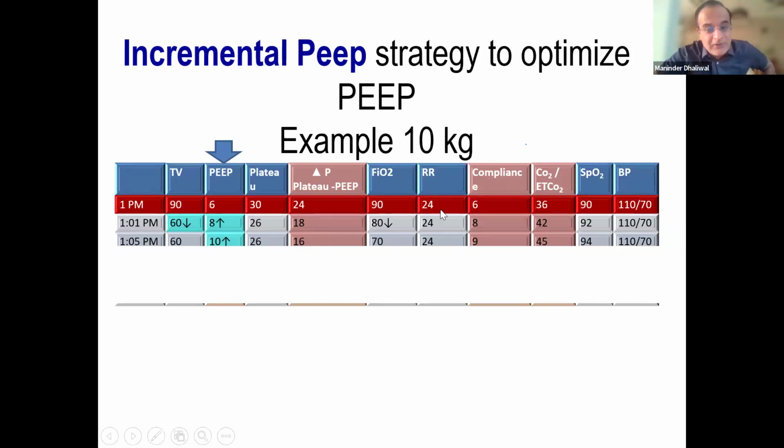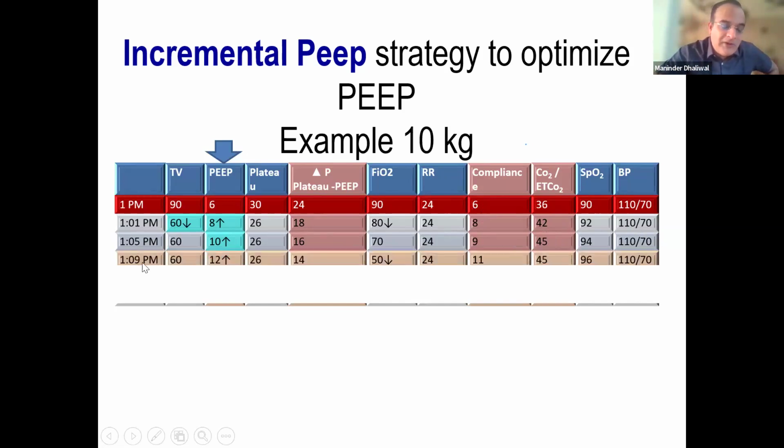It is a good point. Respiratory rate I have kept constant. So my compliance has actually improved, but my CO2 has gone up. So it does not mean my lungs are getting bad. It is a phenomenon which has happened because I have decreased my tidal volume but not increased the respiratory rate. My saturation has improved to 94 and BP is 110 by 70.